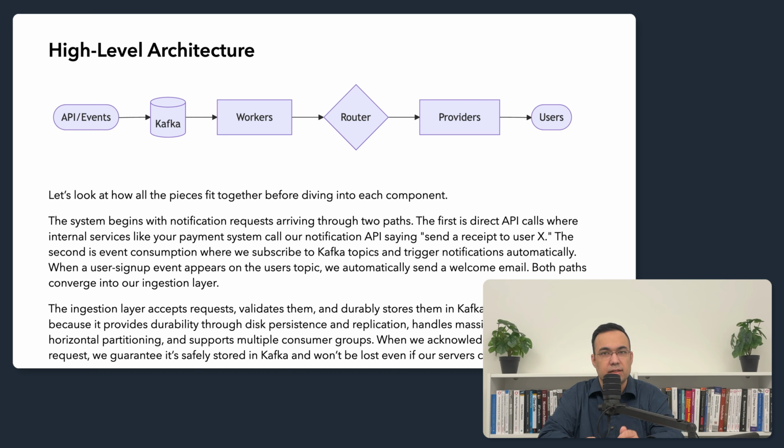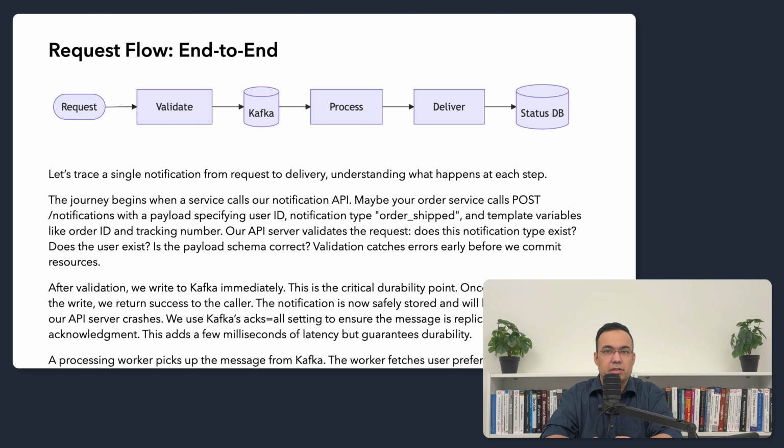Now let's trace a single notification from request to delivery. This will help us understand what happens at each of these steps. The journey begins when a service calls our notification API. Maybe your order service, for example, calls the POST /notifications API endpoint with a payload specifying user ID, notification category, for example, order_shipped, and variables like order ID and tracking number.